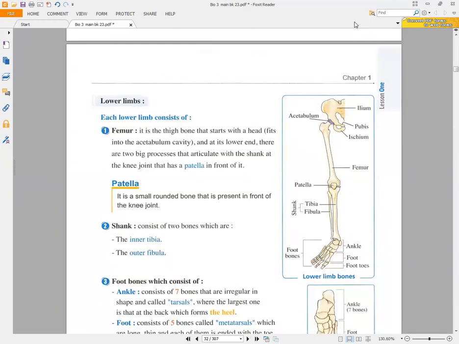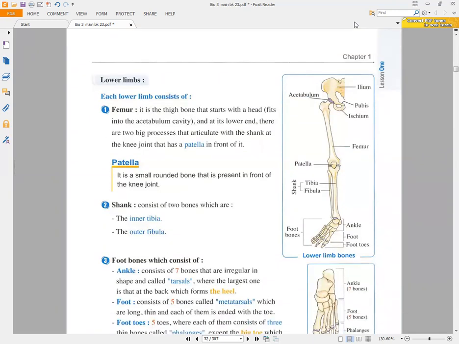If you look here, you will find that the lower limbs consist of 3 regions, also like the upper limbs. We will have here the femur, or that's called the thigh bone, okay? It will have here a head. This head will fit the cavities that are present in the pelvic bones, that's called the acetabulum, okay?